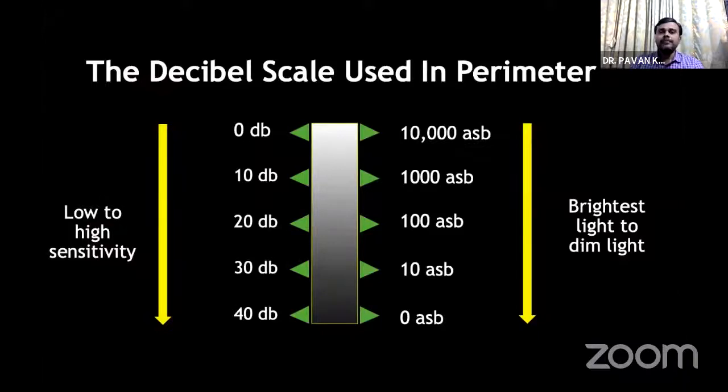The decibel scale used in perimetry varies from 0 decibel, the brightest stimulus, to 40 decibel, the dimmest stimulus. Normally, the fovea can appreciate somewhere around 30 decibel, and in the case of an absolute scotoma, that retinal point will not respond even to the brightest stimulus, that is 0 decibel.